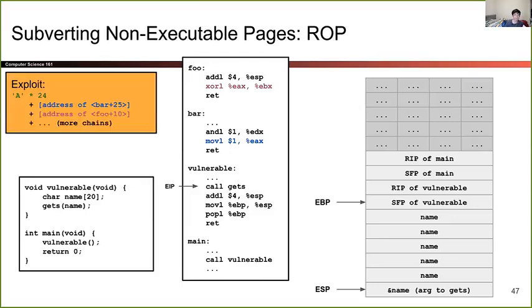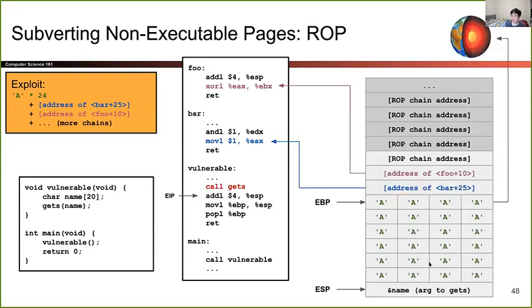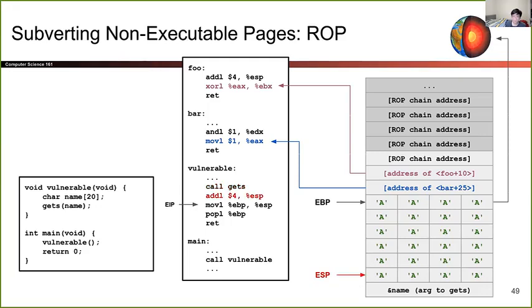So here's what we're going to do. Our exploit is going to look like A times 24, just to get past everything that we normally get past, and then the address of bar plus 25, and then the address of foo plus 10. And that looks something like this. We fill all of the stuff that we don't need, and then this is our first RIP, and then this is our second RIP.